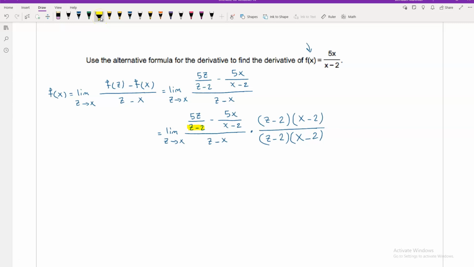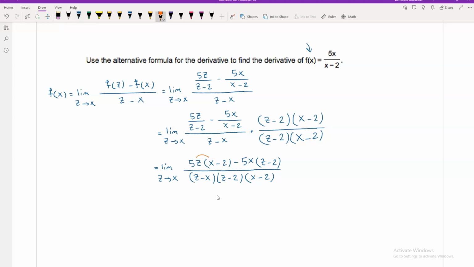Now based on what we have here, z minus 2 and x minus 2, multiply both numerator and denominator by z minus 2 times x minus 2. So here I multiply and simplify what they had in numerator. So numerator we have 5z times x minus 2 minus 5x times z minus 2. And multiply all that we have here in denominator.